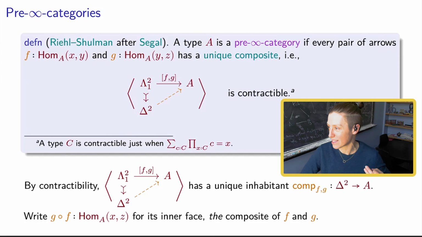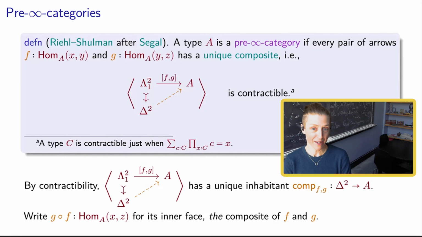So in this formal system, I have a composition function just like I did for ordinary 1 categories. And also this composition is uniquely defined in the sense of homotopy type theory, meaning up to a term of an identity type. So this is great. So the first axiom of an infinity category is it's a type in which every pair of composable arrows has a unique composite.